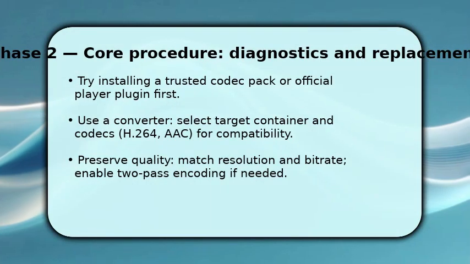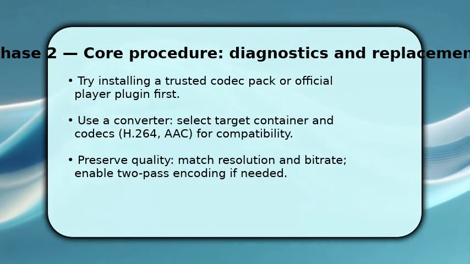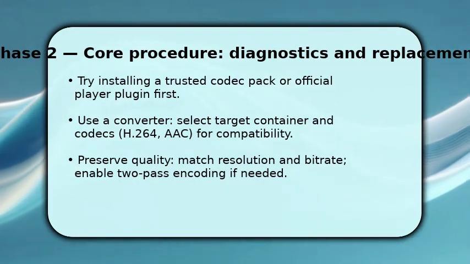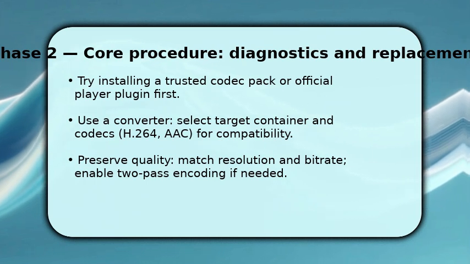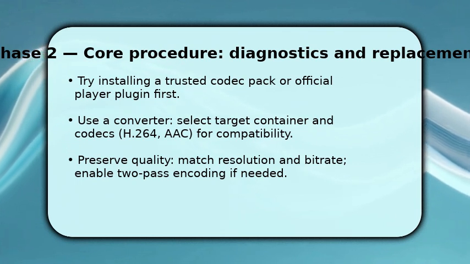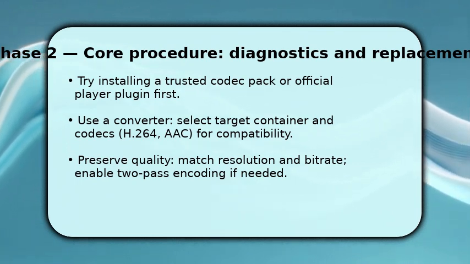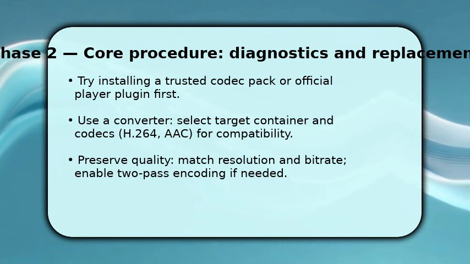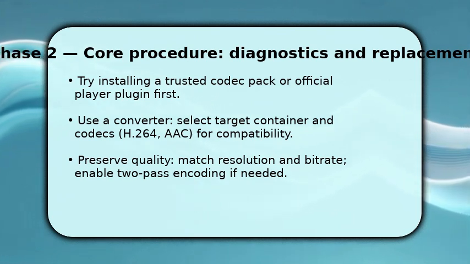Now you decide, install a codec pack or convert the file. If you install, pick a reputable pack and reboot the player. If you convert, open a stable converter, choose a modern target codec like H.264 video and AAC audio, and set resolution and bitrate to match the original.